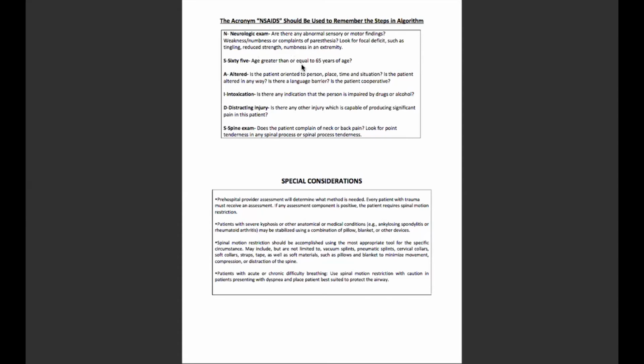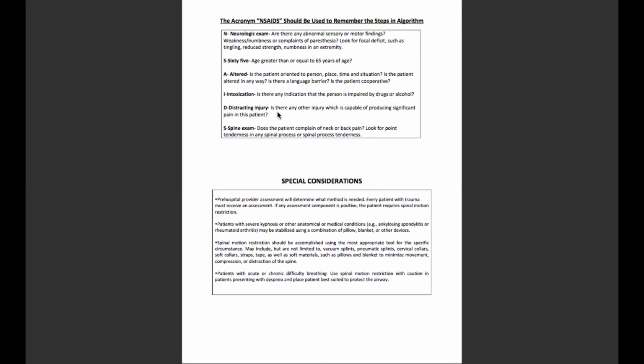65 is the age, greater than or equal to 65 years of age. Those patients have a higher risk for events like car crashes, falls, etc. Altered: is the patient oriented to person, place, time, and situation? Is the patient altered in any way? Is there a language barrier? And is the patient cooperative? Which is actually slightly different than the next one, which is intoxication. Is there any indication that the person is impaired from drugs or alcohol?